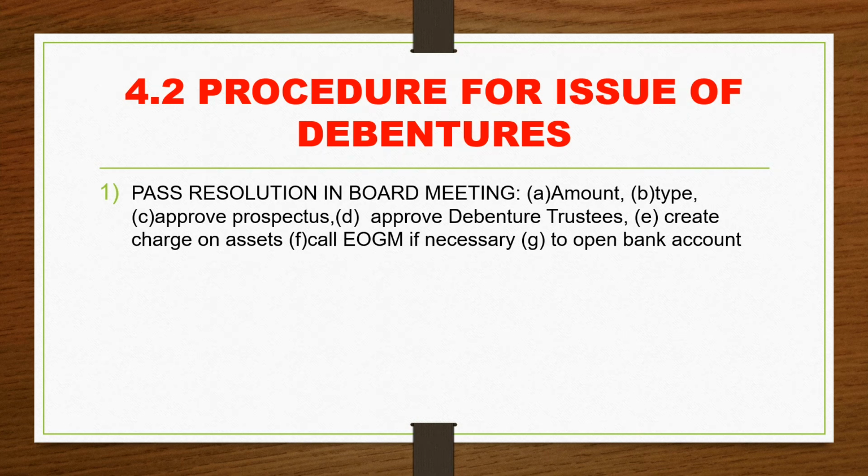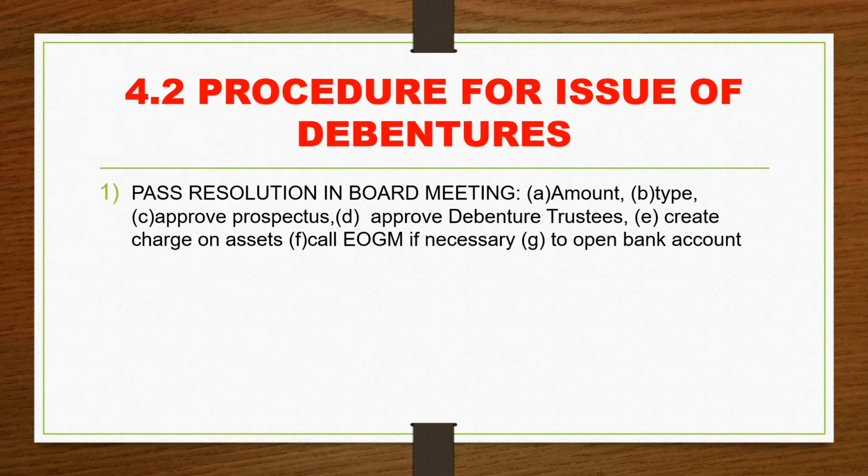They decide the amount to be issued as debentures, and the type of debentures to be issued. The board of directors decide as to what type of debentures are to be issued to the general public. They also approve the prospectus to be issued. The board of directors then approve the debenture trustees to be appointed.